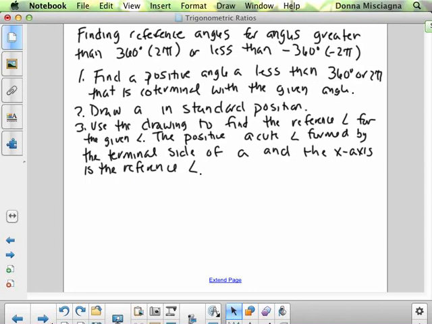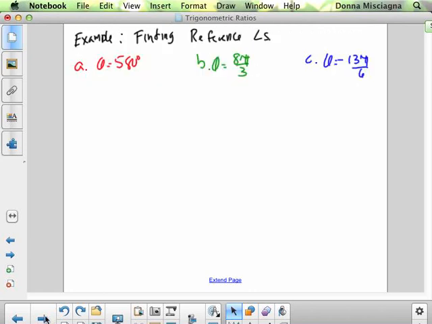The positive acute angle formed by the terminal side of the angle and the x-axis is the reference angle. So that positive acute angle that's formed by the coterminal angle and the x-axis, either the positive side or the negative side, is going to be your reference angle. All right, so let's first find the coterminal angle before we do any graphing, because we'll get a little busy with these large angles.